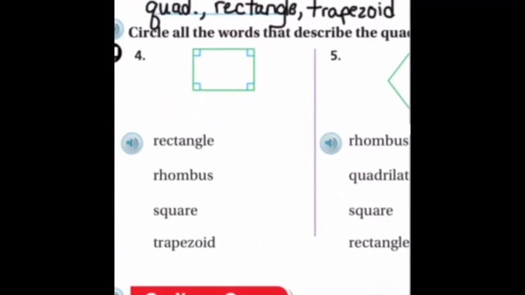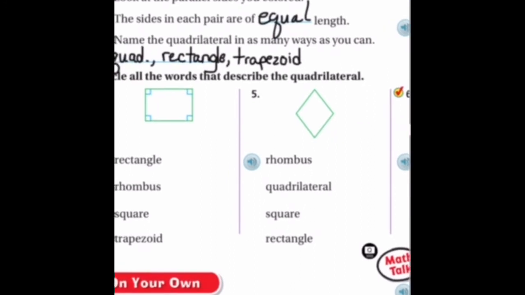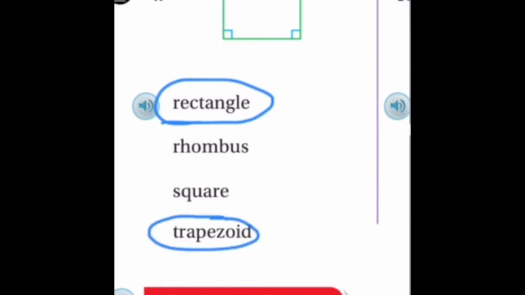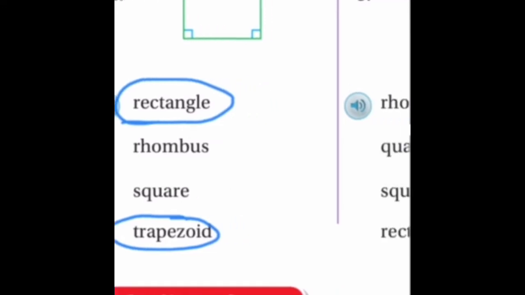Let's look at number 4. The directions for 4, 5, and 6 say circle all the words that describe the quadrilateral. So number 4, that is a rectangle. It is not a rhombus because all four sides are not the same length. It's not a square because all four sides are not the same length. And it is a trapezoid because it has at least one pair of parallel sides.